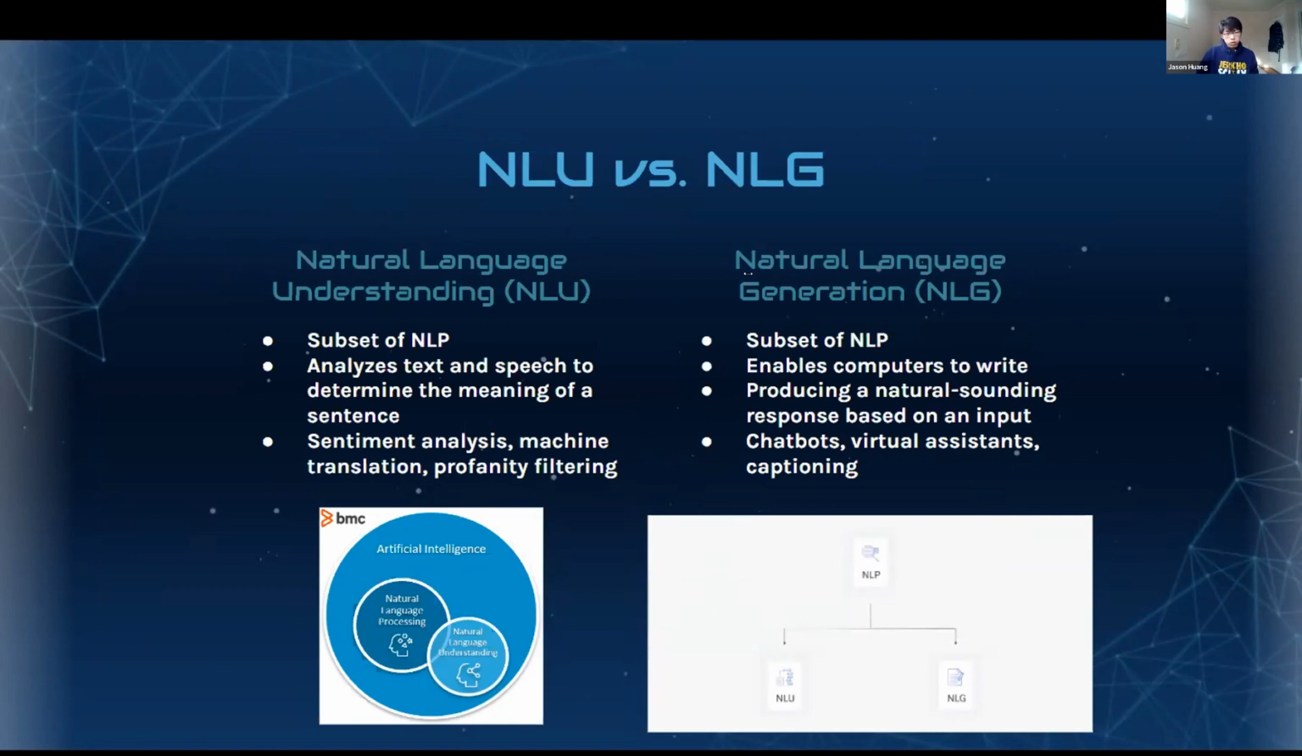So if you look on the NLU side, right over here, you're going to see that NLU is a subset of NLP. It analyzes text and speech to determine the meaning of a sentence, and it's usually used for sentiment analysis, machine translation, or profanity filtering. On the other hand, NLG is also a subset of NLP, but its goal is to enable computers to write and produce a natural sounding response to an input. So it's used in chatbots like ChatGPT, virtual assistants, and auto captioning services like you see on YouTube.